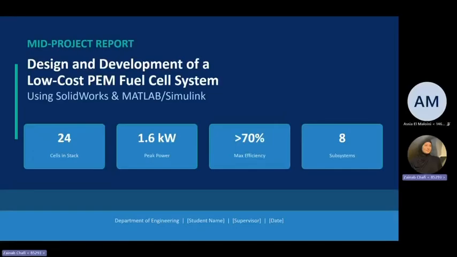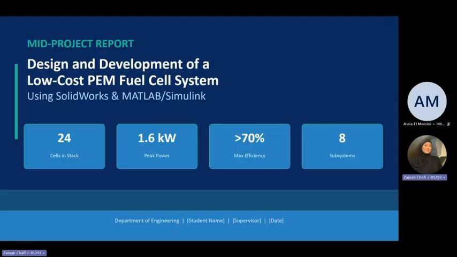Today, we will present our mid-project report titled Design and Development of a Low-Cost PEM Fuel Cell System Using SolidWorks and MATLAB. Our project combines mechanical design, simulation, and mathematical modeling to develop an efficient hydrogen fuel cell system. During this presentation, we will explain our design process, simulation results, current progress, and future work.